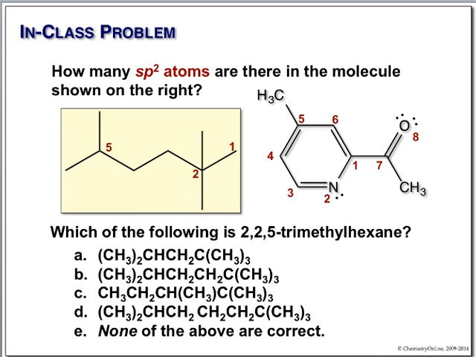This is going to be a hexane. So I start off with a zigzag of 6 carbons. We have 2 methyl groups on carbon 2 and 1 on carbon 5. Now all we have to do is find something that's going to match that.